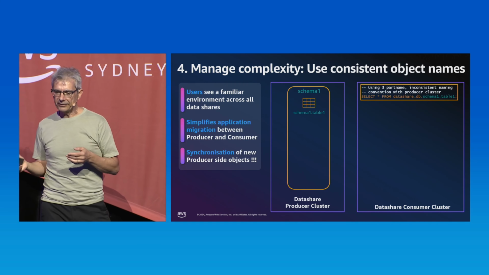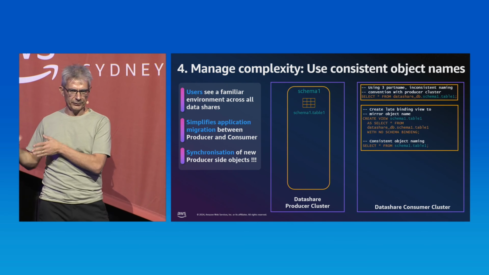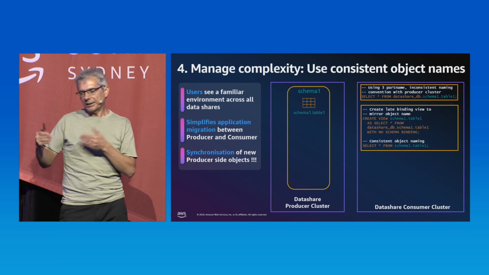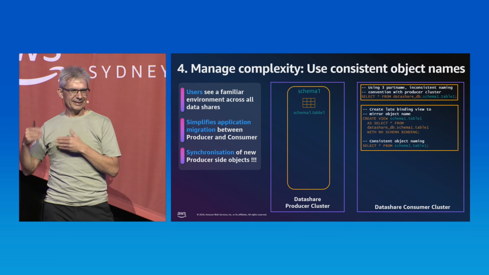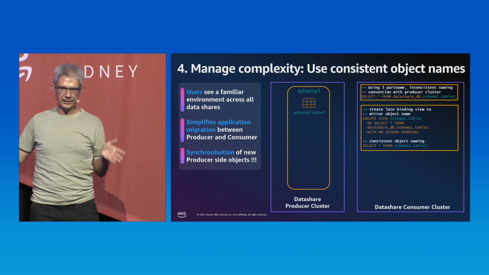So within the Gene data environment, we created these views on the data share consumer to provide consistent object names. Now the view is simply named the same as the original object. So in this case, schema1.table1, and it's simply created as a select star from the three-part data share name.